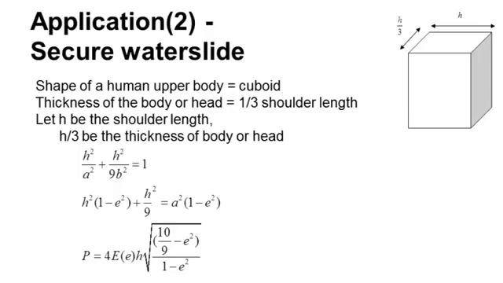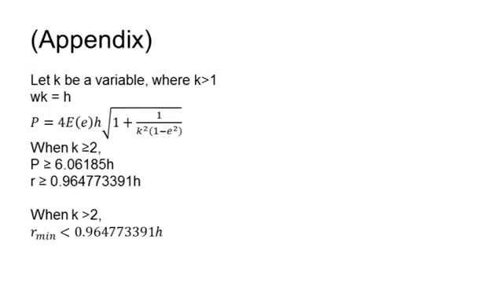We firstly assume that the shape of the upper human body is cubic, and the thickness of the body or head is 1/3 of our shoulder length. And then putting it back into the ellipse equation, we can find out a relation of the minimum perimeter and the h, which is the length of our shoulder. And to be more generalized, we then assume that the ratio is not 3 but k, where k is larger than 1. And for the case when k is larger than or equal to 2, which most children can pass through the hole, then the smallest radius of the circular ring will be 0.964 h.